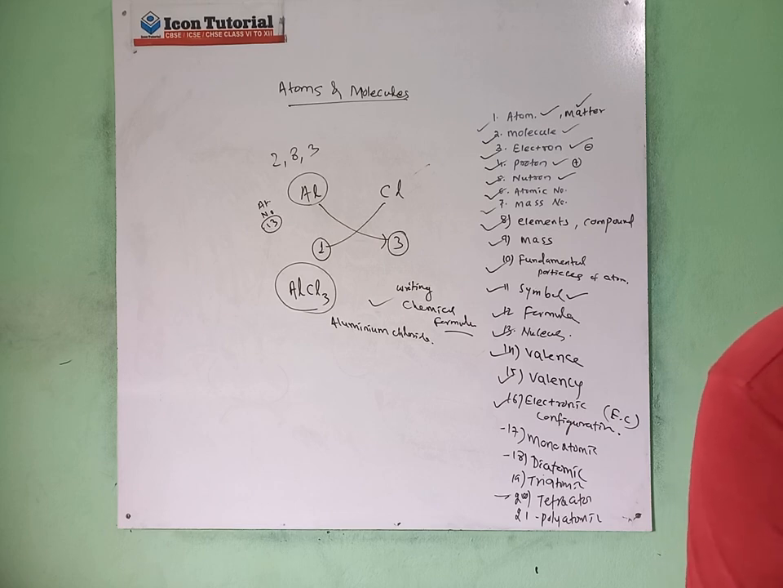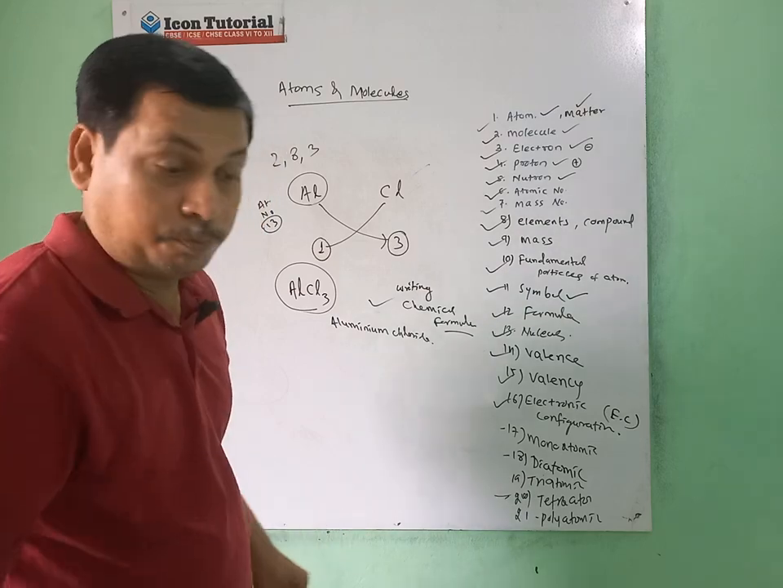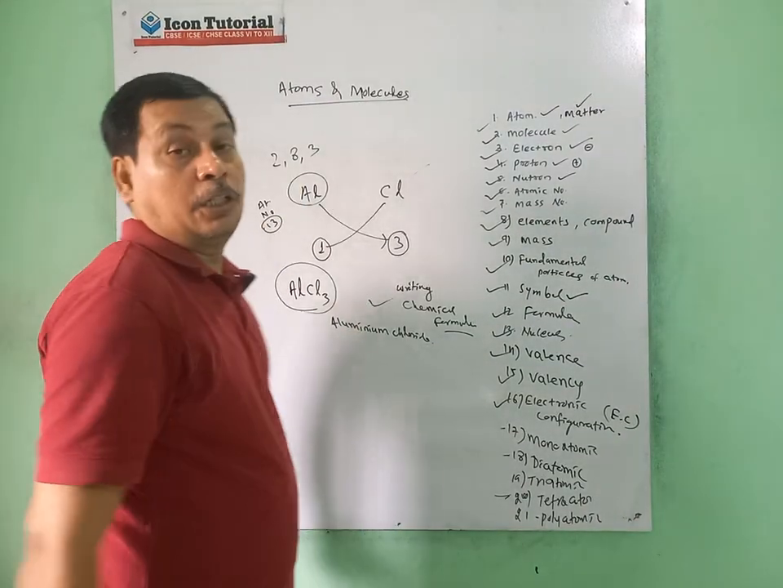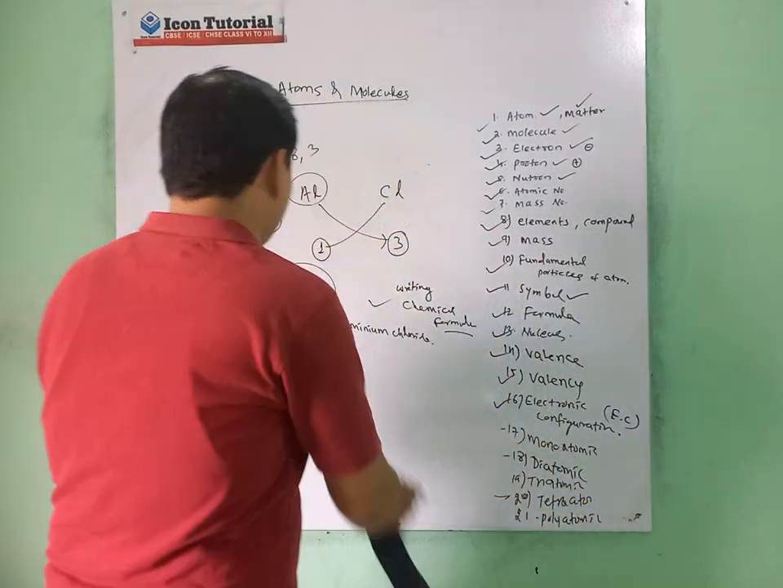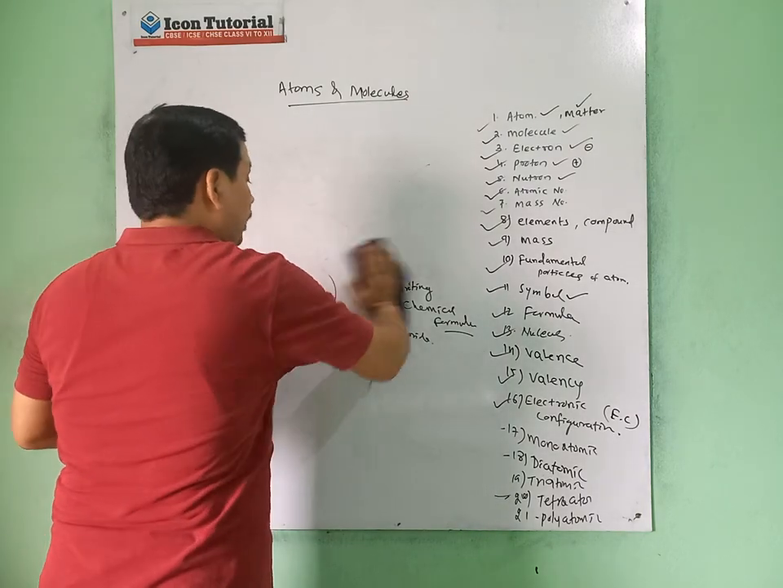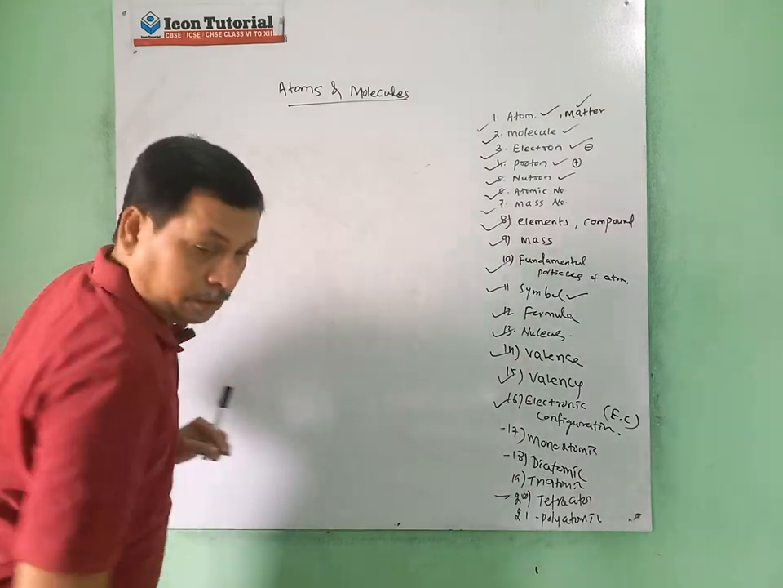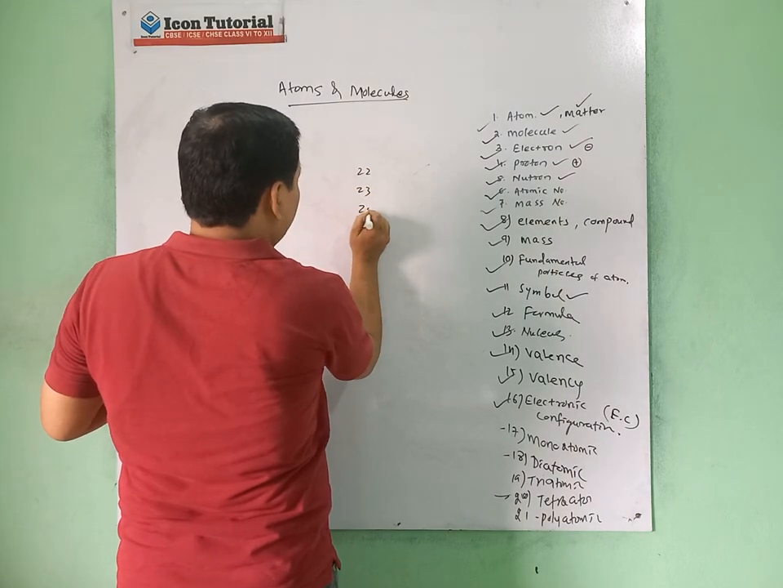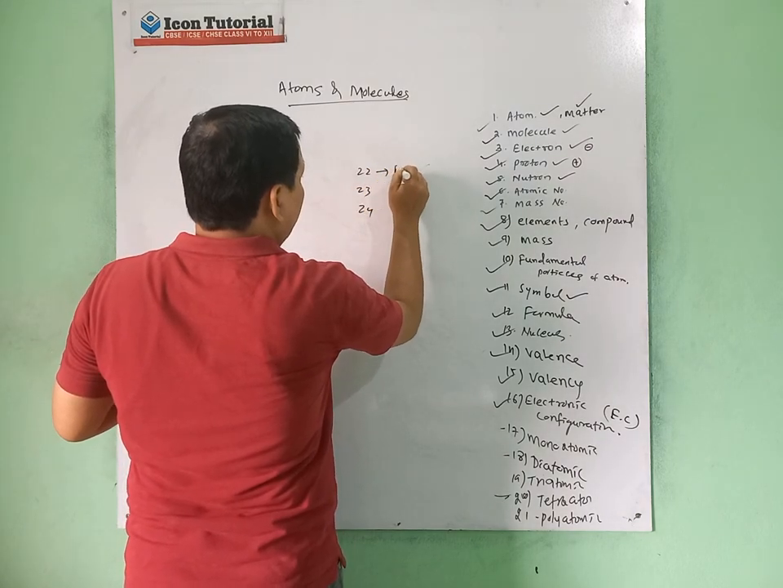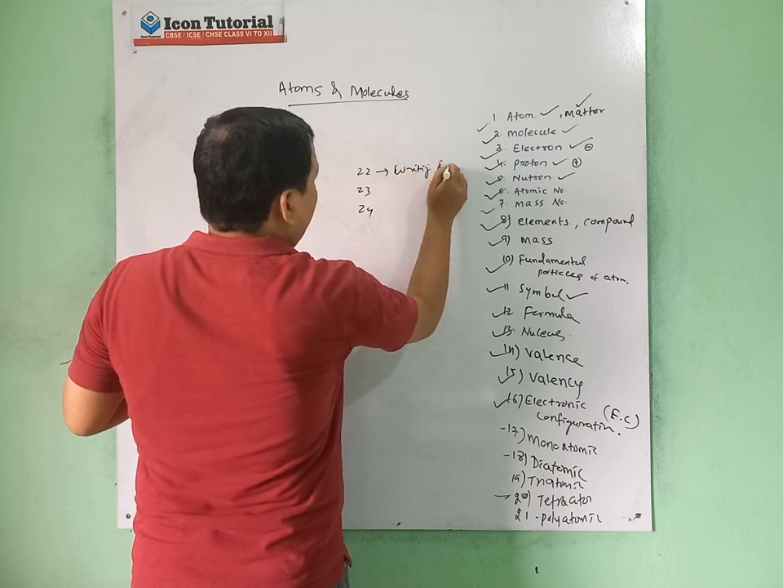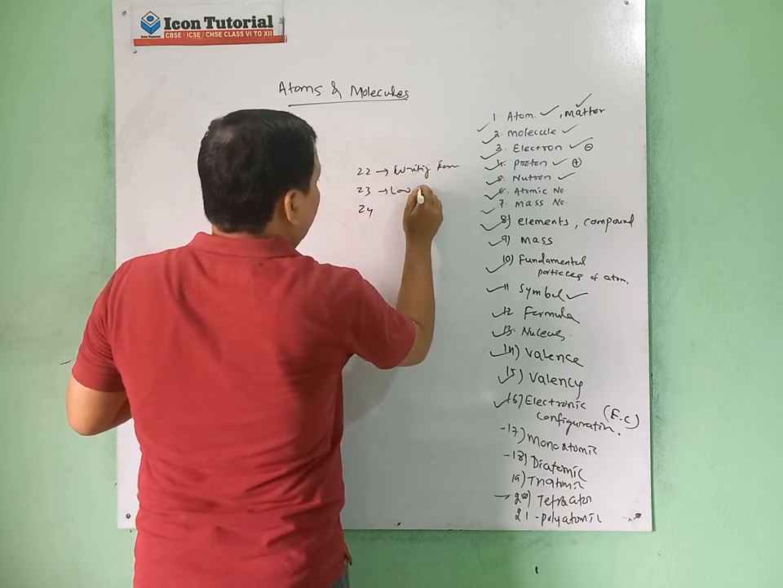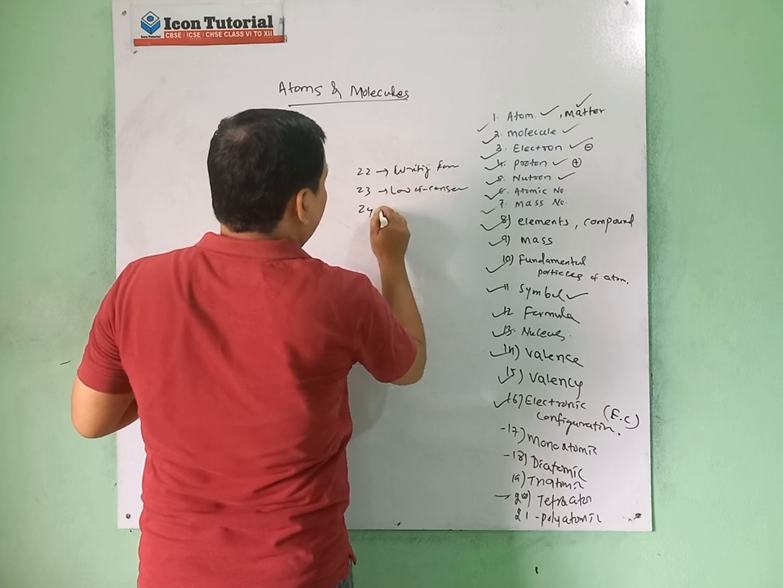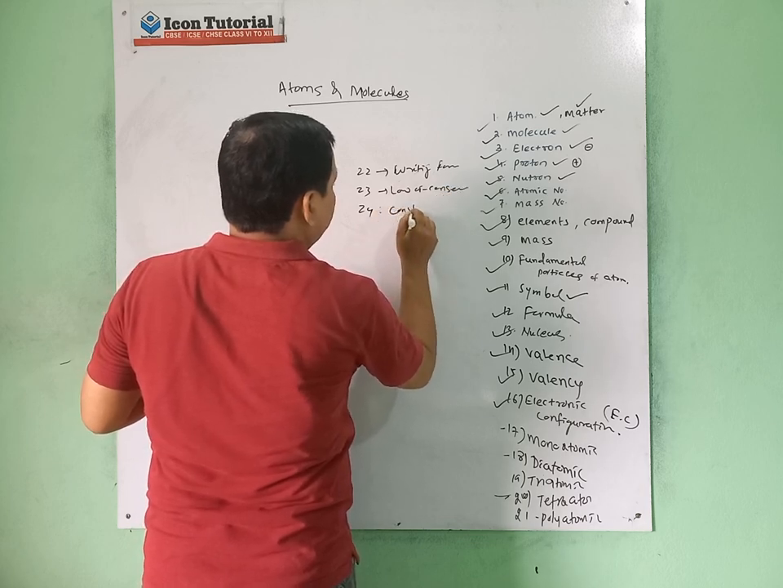Writing chemical formula, atoms, molecules. Yes, one thing I have lost. One important thing I have forgotten to write. Okay, this is the law of conservation of mass, law of constant proportion. Then one more thing, very rapidly I'm telling. So this is from writing formula. This is the law of conservation of mass. Law of conservation of mass. This is the law of constant proportion.